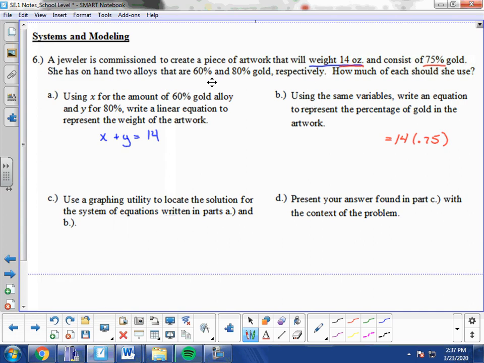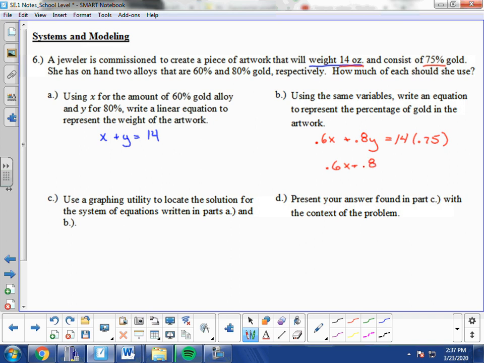Well, how we get there is we take this 60%, which is X. So however much X weighs times 0.6 for 60%, plus however much Y weighs times 0.8 for 80% has to equal this 14 times 75%. So if we simplify this, 0.6x plus 0.8y equals 10.5.